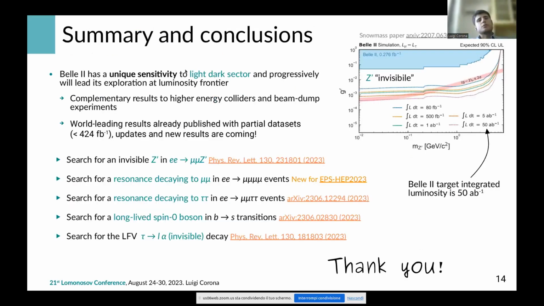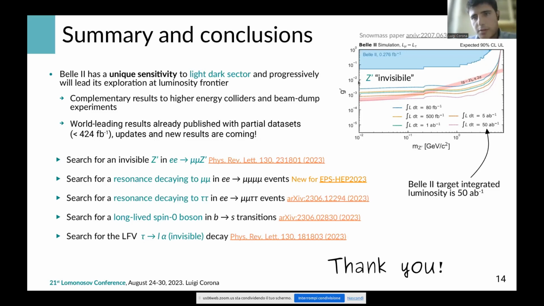Okay, so this leads me to my summary and conclusions. I tried to show you how Belle II has a unique sensitivity to the dark sector and progressively will lead its exploration at the luminosity frontier, providing some complementary results to higher energy colliders and beam dump experiments. And we already published some world-leading results with partial data sets, as you observed, so lower than the collected 424 femtobarns. So updates for these analyses, new results are coming in the next year.